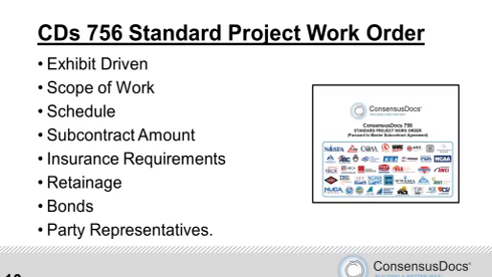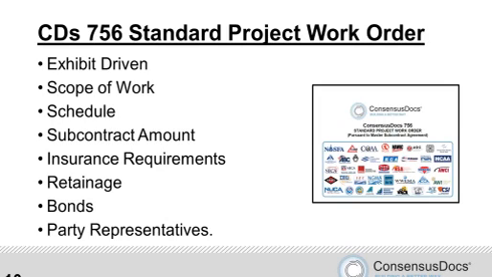If you take a look at the 756 form that we have developed to go with this, the project work order, it is an exhibit-driven document, meaning it gives a lot of flexibility to the parties to develop what they need to suit their own specific requirements. And so scope of work, schedule, subcontract amount, insurance requirements are all going to be treated most likely through an exhibit that the parties have developed. There are also elements of the 756 that will address the project-specific retainage requirements, bonding requirements, and party representatives. But I want to give Joe time to get into some of the nitty-gritty on that, so let me hand it back to him.